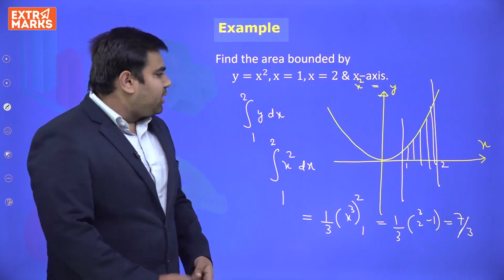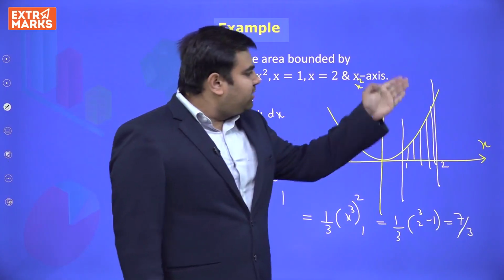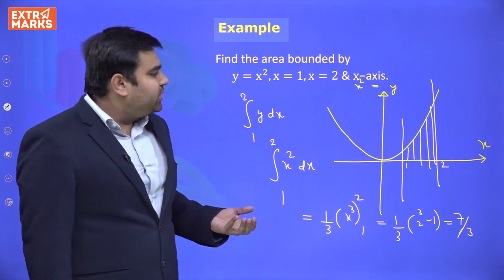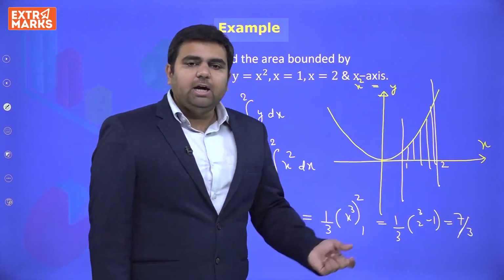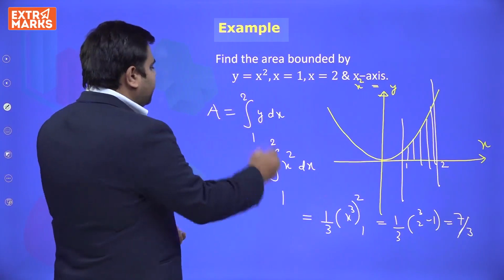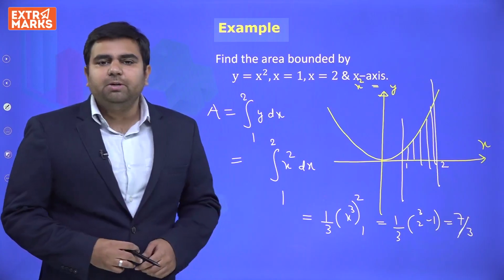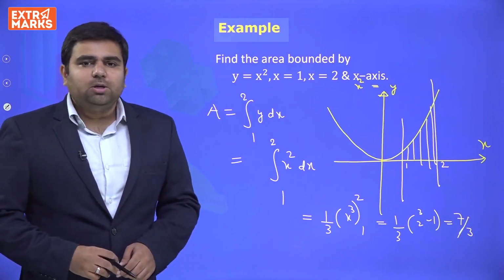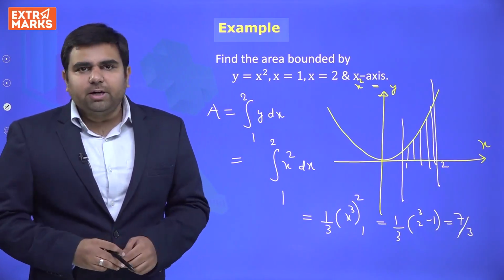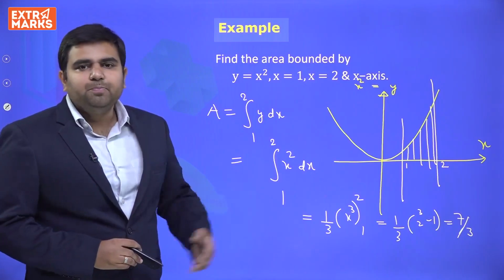So 7 by 3 is the correct area, right? There is no need of application of modulus over here because this whole curve lies above the x-axis, and we need to find this particular area. So this is the area obtained, 7 by 3. I hope this basic application of case number 1 is quite clear to everyone. This is simply an application of case number 1 which we studied in our previous slide.